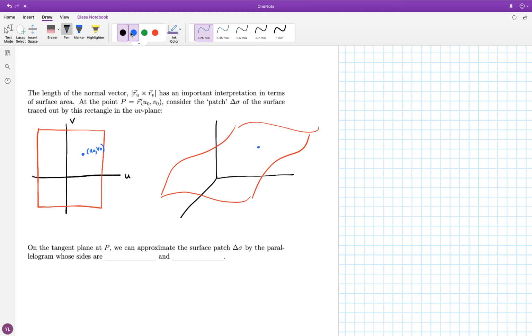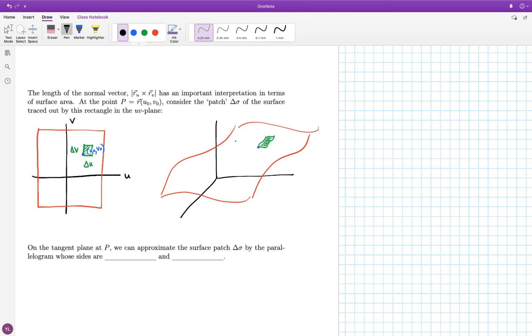And I want to just increase the u parameter a little bit and the v parameter a little bit and make a little delta u, delta v rectangle in the parameter space. And then I want to look at the image over here. So this is like the little piece of the surface that results from that range in the parameter space. And I want to quantify that area.